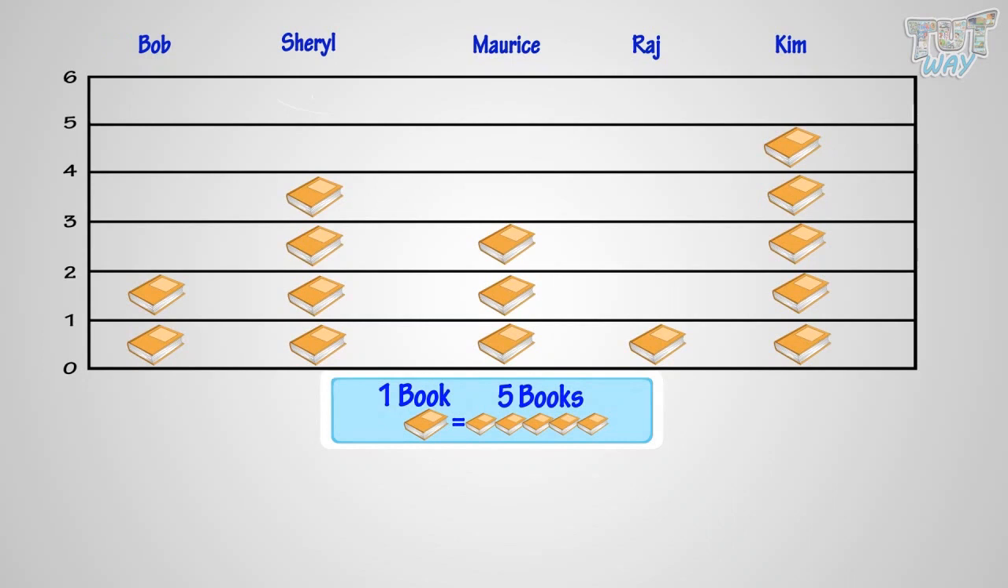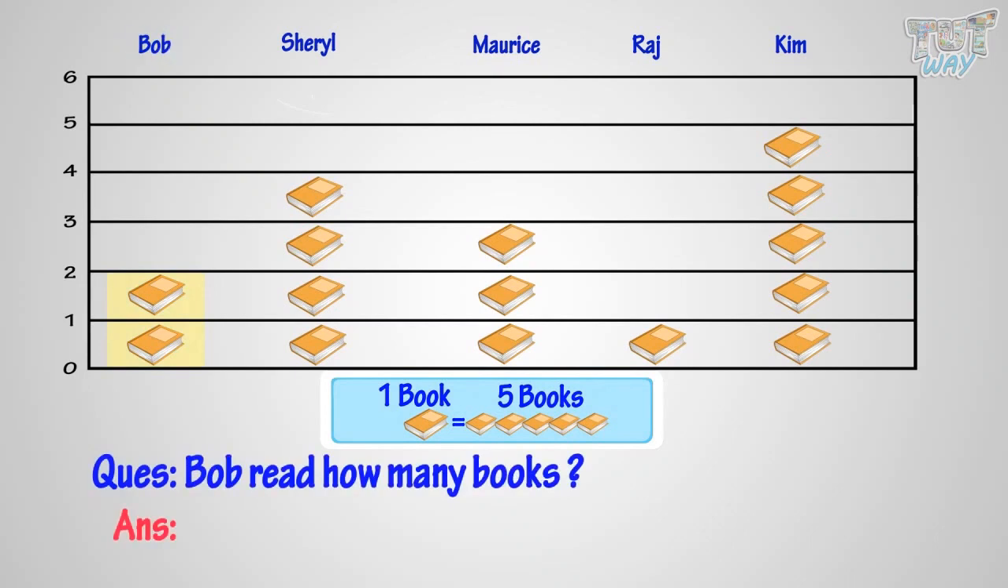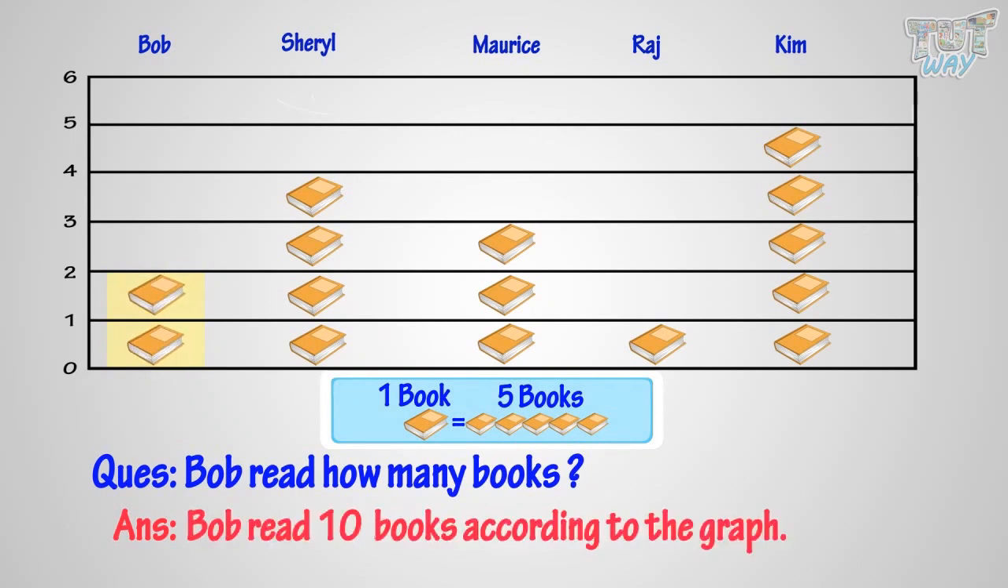Now, can you tell? Bob read how many books? Let's count. There are 2 book symbols, and 1 book stands for 5 books. So 5 plus 5, or 5 times 2 equals 10. So Bob read 10 books according to the graph.